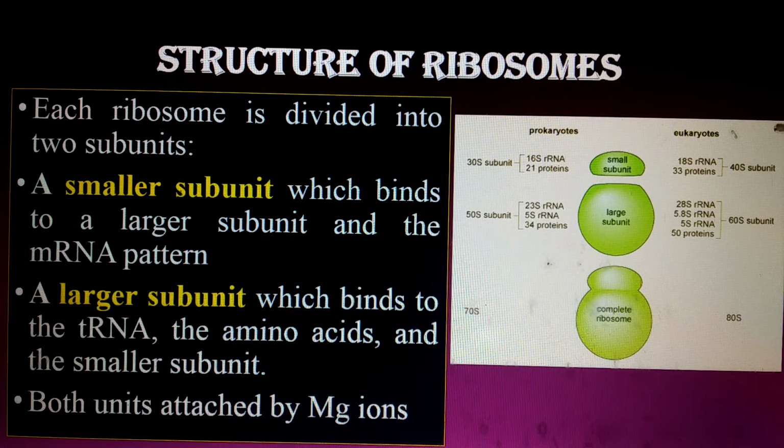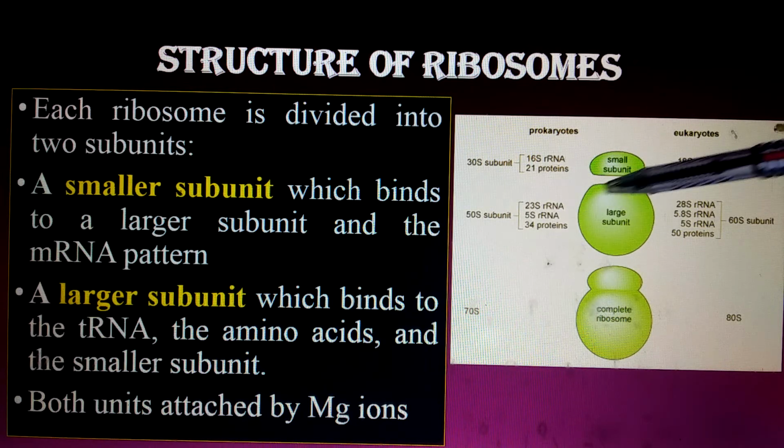And now the structure of the ribosome. Each ribosome is divided into two subunits, the smaller subunit and the larger subunit. The smaller subunit binds to the messenger RNA. This is the smaller subunit. It attaches and binds with the messenger RNA during translation or protein synthesis.